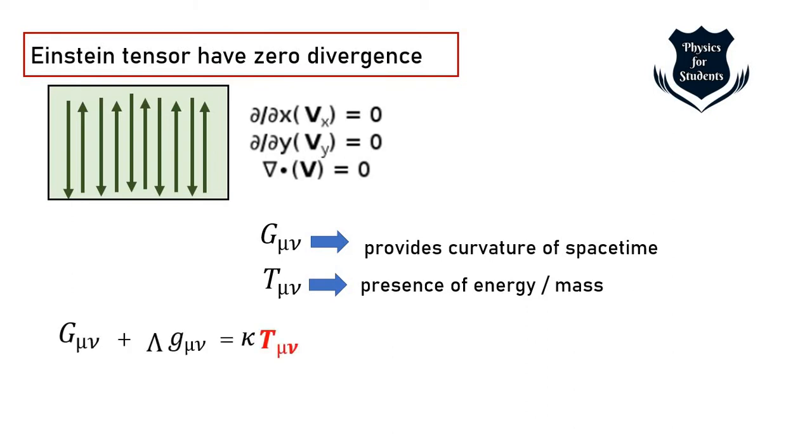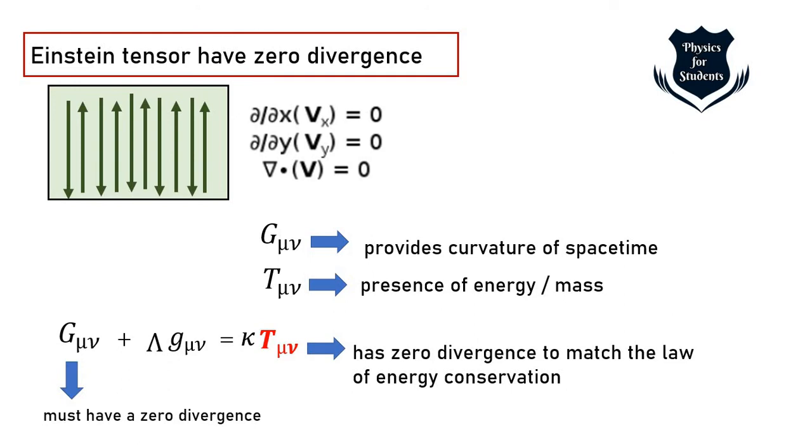Now you see here G mu nu plus lambda g mu nu equals kappa times T mu nu. Because T mu nu, as we have seen earlier, has zero divergence in order to match the law of conservation, that is why, as you see on the left hand side with the blue arrow, G mu nu has to have zero divergence. The zero divergence of the stress tensor comes from the requirement of the conservation of matter and energy. It follows that the left hand side, the Einstein tensor, also must have zero divergence. Because the red T mu nu on the right hand side has zero divergence, the Einstein tensor must also have zero divergence, because the books need to balance.